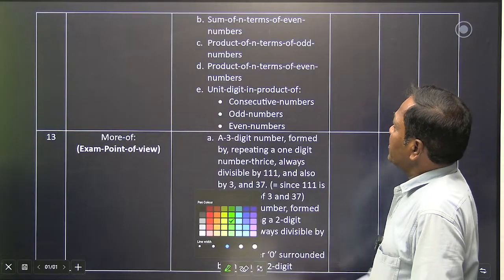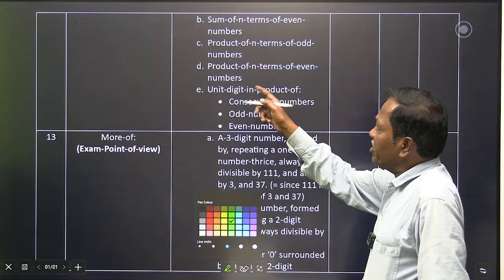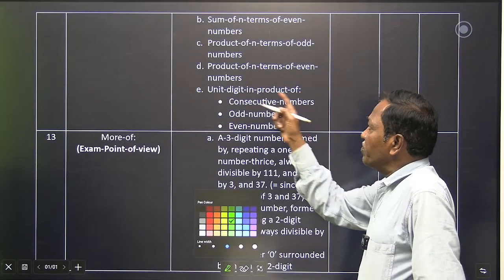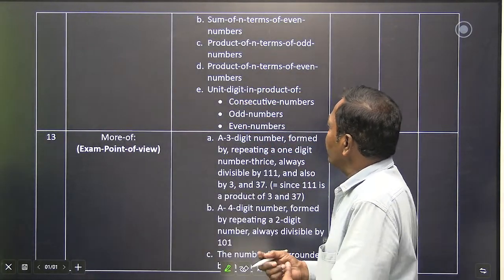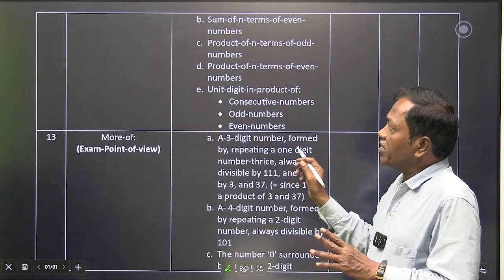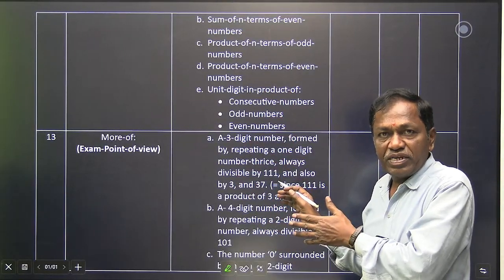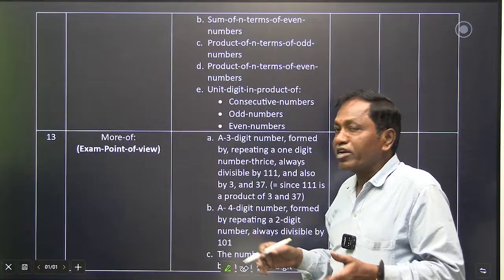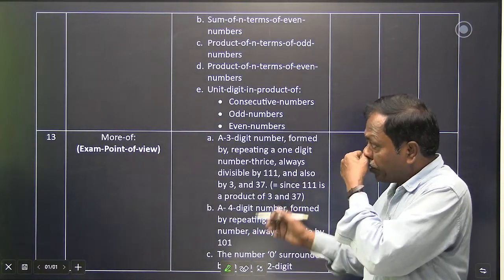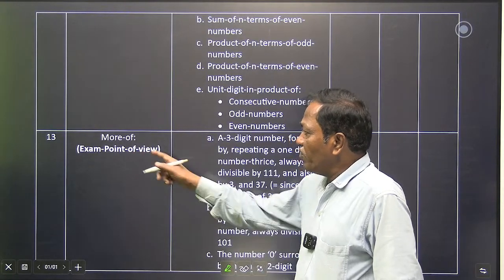Right. Now you can see sum of terms of even numbers, product of n terms of odd numbers. I have given in detail the product of n terms of even numbers, unit digit, and product of consecutive numbers, odd numbers, even numbers. If you know all these, if you practice, even if you forget, if you go by the syllabus and lesson plan, you can immediately come to practicing wherever you don't know. Right. Now let us see item number 13, more from the exam point of view.